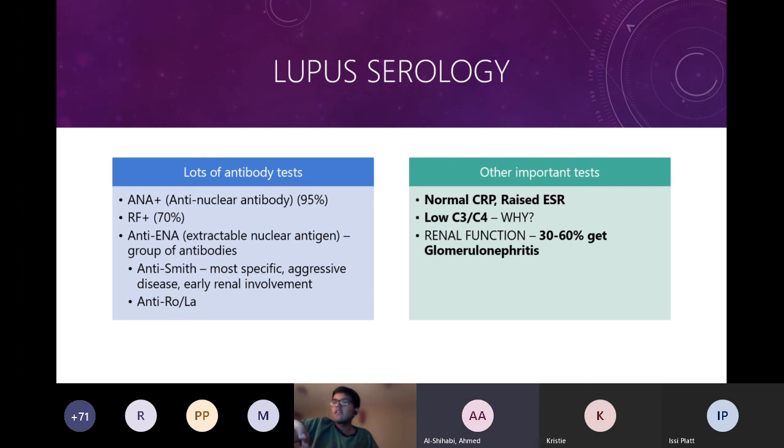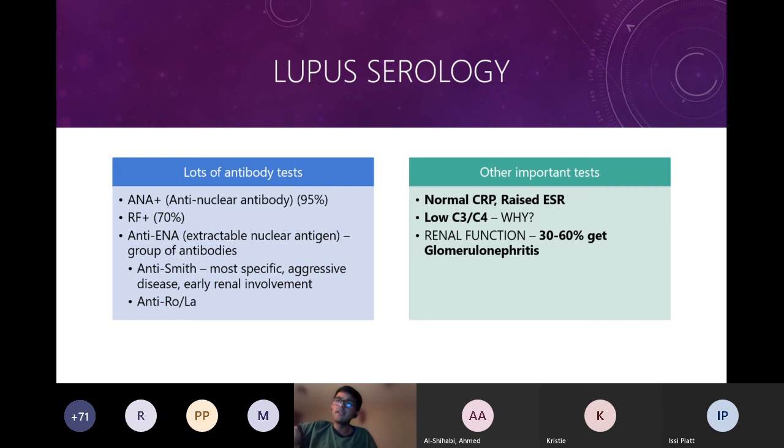Oh, love this question. Good. Yep, that is exactly why. So lupus is a disease that's characterized by immune complex deposition. These immune complexes consume C3 and C4.